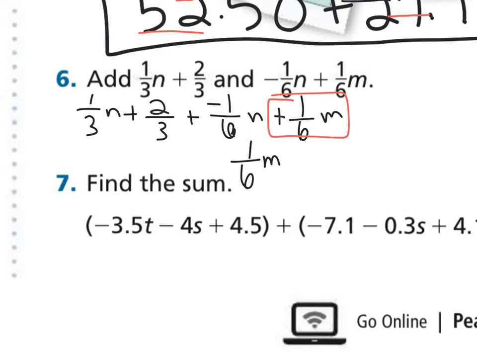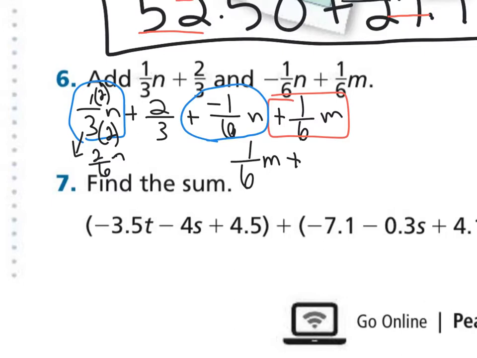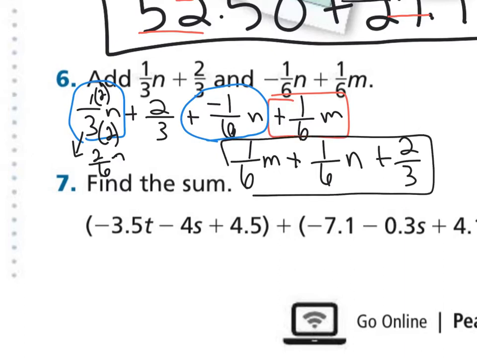And then we look at our n terms. We don't have the same denominators. We got two n terms, different denominators, so we need to get a common denominator here. So 6 would work. So multiplying that first one, we could change that to 2/6 n plus negative 1/6 n. They're fighting it out. The positives are going to win by 1/6. And then we only have one constant here, which is 2/3. So this should be our answer for number 6.